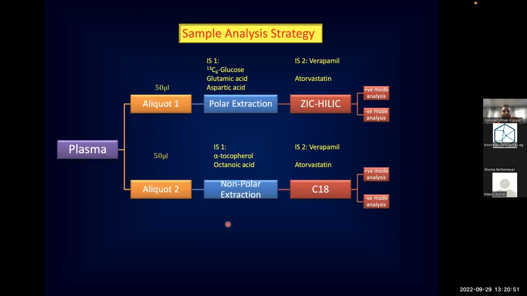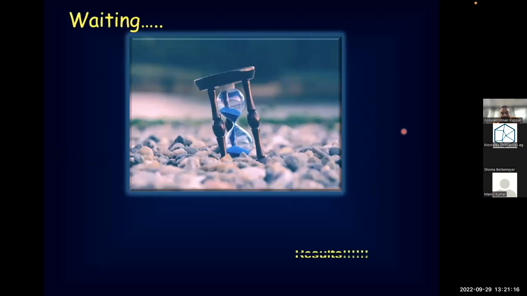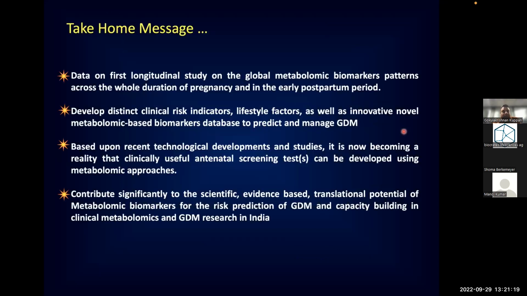So we are analyzing both polar and non-polar metabolites, using internal standards. We are using the ZIC-HILIC column for the polar and C18 for the non-polar, and both in positive and negative mode analysis. We have completed the data acquisition and data extraction, and we are now waiting for the final results. So the take-home message from my talk is that this is going to be the first longitudinal study on global metabolomic biomarker patterns across the whole duration of pregnancy, and we are also planning to do it in the early postpartum period.